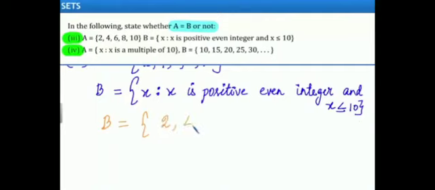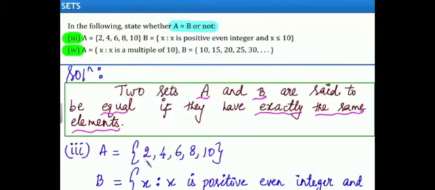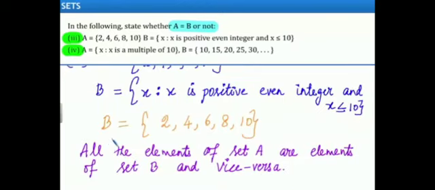B is equal to 2, 4, 6, 8 and 10. So here all the elements are same in A and B. So hence the given set is A is equal to B. In A: 2, 4, 6, 8, 10 and also in B: 2, 4, 6, 8, 10. So all the elements of set A are elements of set B and vice versa. Hence A is equal to B.